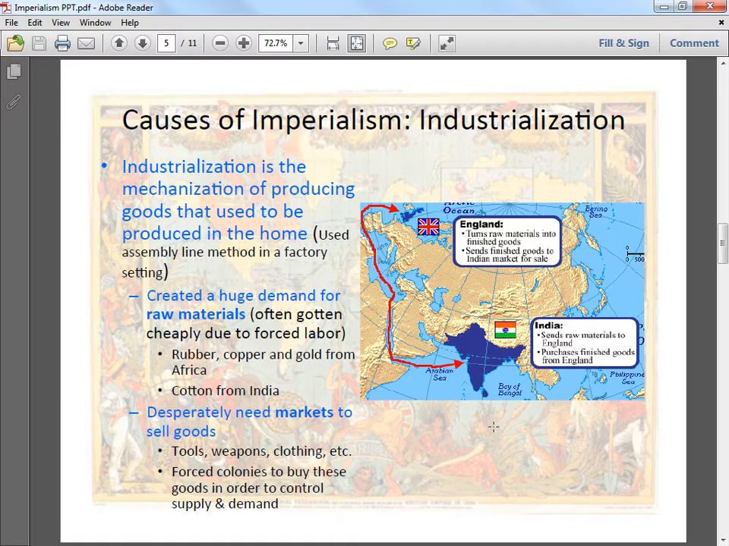So they make these colonies. They imperialize in Asia and Africa because they're trying to meet the demands, these huge demands created by the Industrial Revolution, for these raw materials.